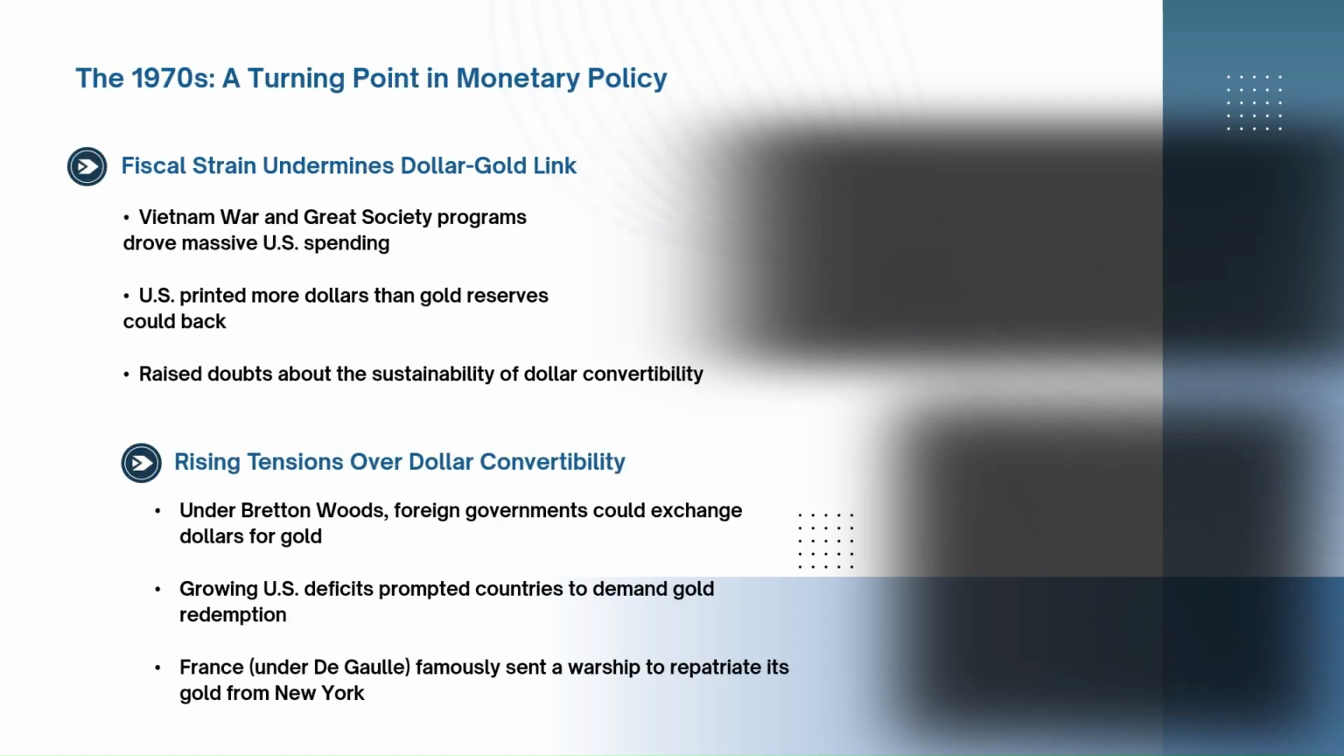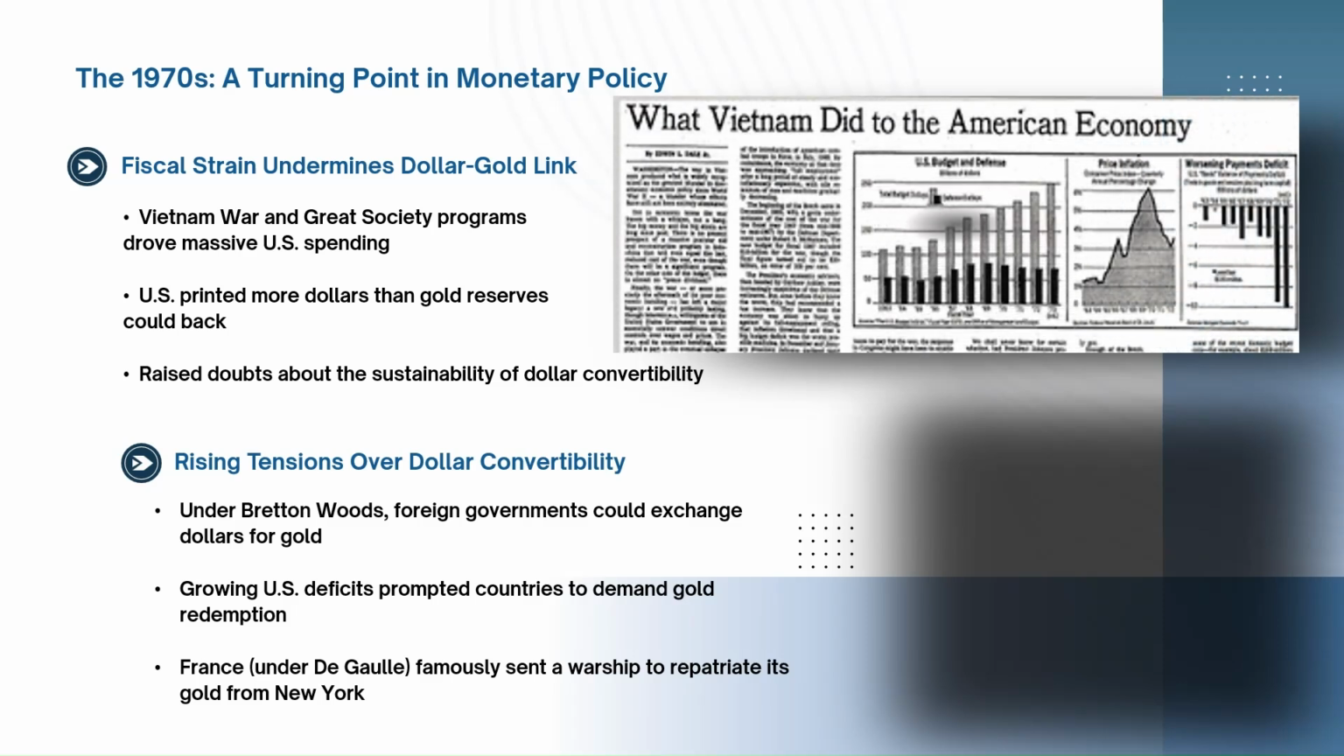In the 1960s, the United States was spending aggressively. From the Vietnam War to domestic spending programs such as the War on Poverty, Medicare, Medicaid, and welfare, the government was spending a lot more money than it actually had in gold reserves to back up its currency.